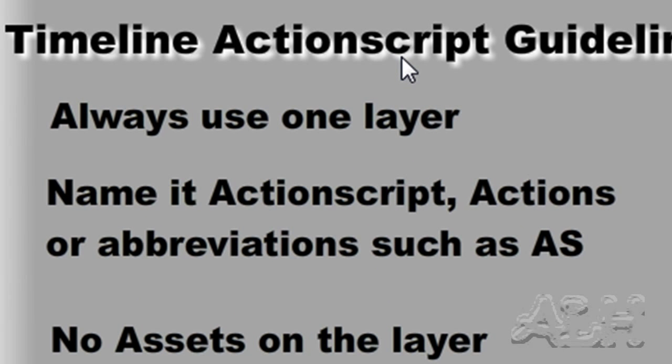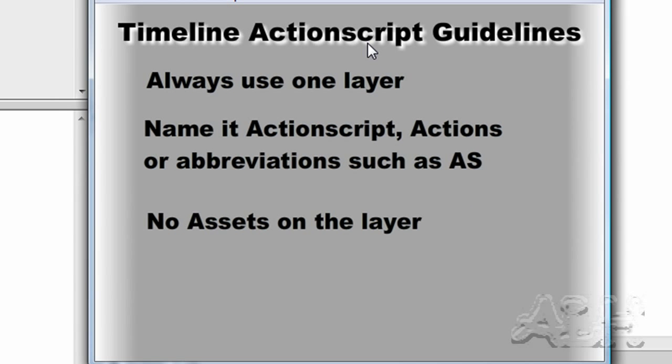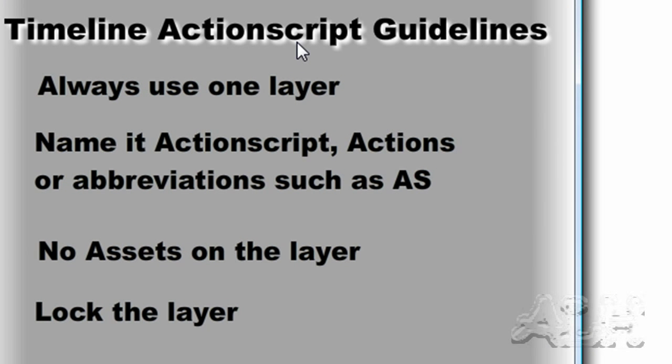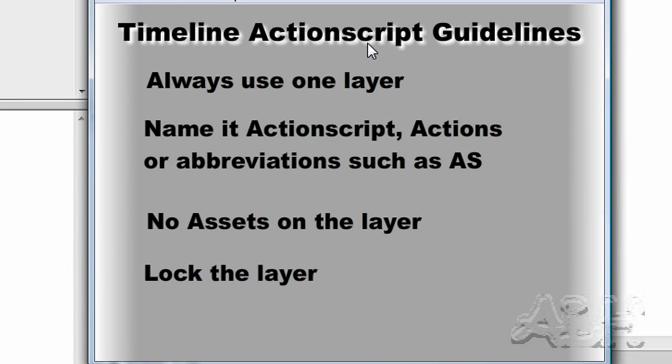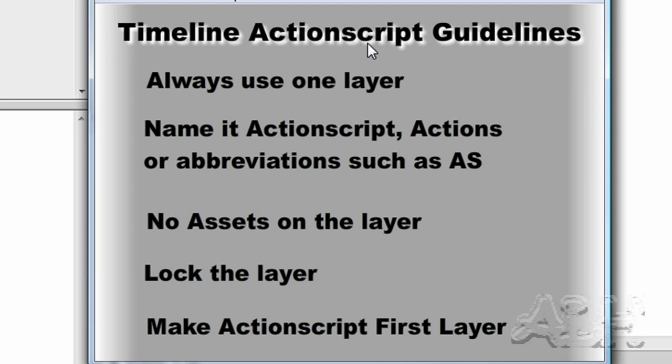Our rule of thumb is to keep the actions layer free of assets, so that we do not mix up the keyframes that have assets such as animations on them with the actual actions. Lock the layer, that'll help us prevent putting assets on there. However, we'll still be able to edit the ActionScript with the locked layer. And always make it the top or the first layer in your timeline so it's easy to find. It also signals anyone looking at that timeline that that is an ActionScript timeline.